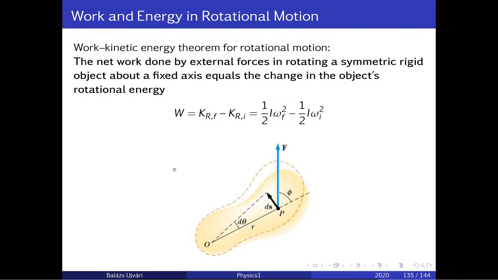Alright, let's go back to work. You know, work is energy transfer. The net work done by a body that can rotate and can't translate, for example, is the change of the rotational kinetic energy. So if you can measure the omega at the beginning and omega at the end of the force, you can calculate what is the work done by that force.